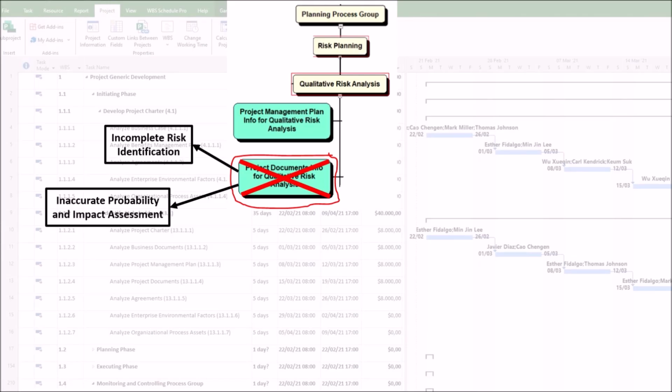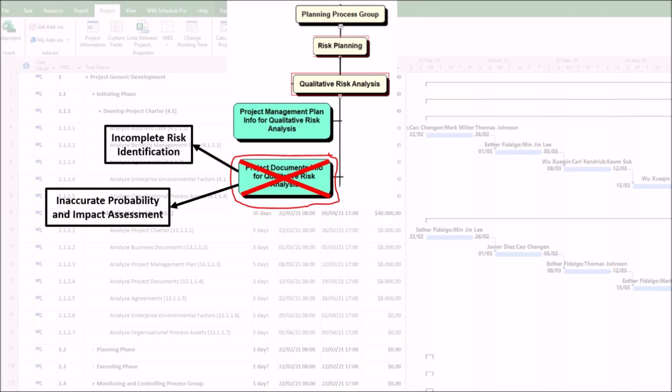2. Inaccurate probability and impact assessment. This is the core of the process. Poor document analysis leads to: first, faulty context. Without a clear understanding of the schedule obtained from the schedule baseline, budget obtained from the cost baseline, and technical requirements, the team cannot accurately judge how likely a risk is or what its true impact on objectives would be.